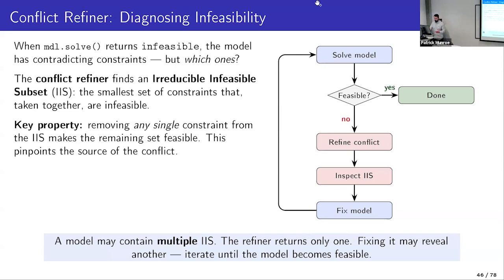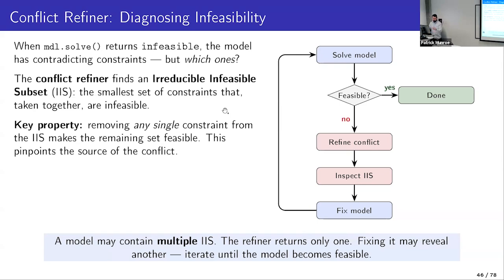Then you can use this tool, the conflict refiner, to determine which constraints are problematic. What it does is return a reducible infeasible subset, which is the smallest set of constraints that taken together are infeasible, which means that whenever you remove one of the constraints in this IIS, it becomes feasible. And you may have to run it multiple times.